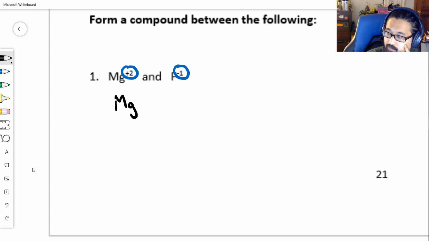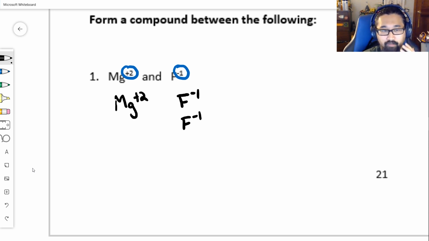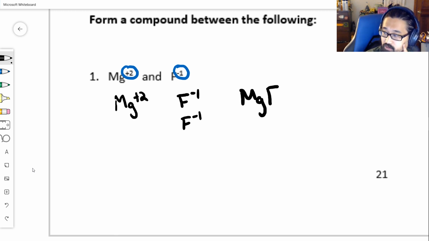If I have an Mg with a plus 2 and an F with a minus 1, that's not enough. I need 2 of these. I need 2 Fs. Right. So, I need to write a formula that represents that I have 1 Mg and 2 Fs. That means it's going to be MgF2.